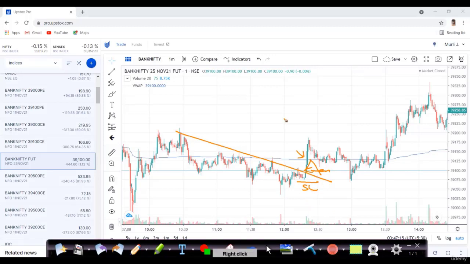What is the second scenario? Hope you got the first scenario. The first scenario is nothing but trend line and price action. I am always combining price action with the VWAP. Now what is the second scenario?